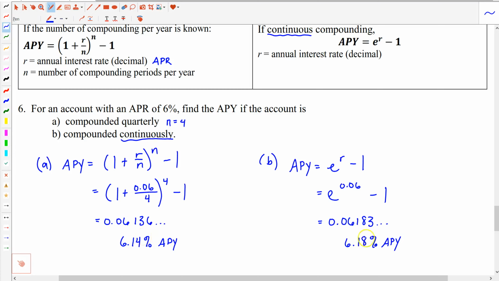What these numbers then mean would be, if I were to take my money instead of investing it into, for instance, this one compounded quarterly, if I were to find an account that had a simple interest rate of 6.14%, and I was able to leave my money in that account over the course of a year, I would have generated the same interest that this account would have. So that allows me to compare at the end of 1 year what would be the percentage return on my investment.